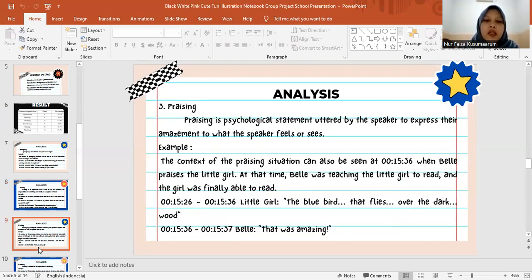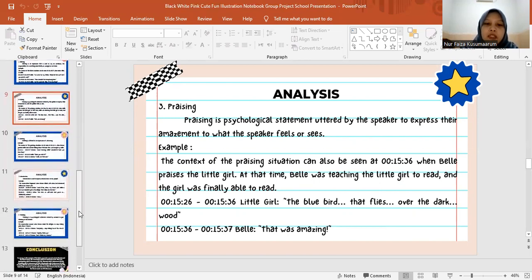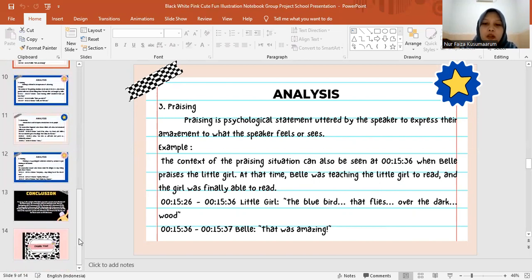The third, praising. Praising is psychological statement uttered by the speaker to express their amazement to what the speaker feels or says. For the example, the context of the praising situation can also be seen at 15 minutes when Belle praises the little girl. At the time, Belle was teaching the little girl to read, and the girl was finally able to read. Analysis from the second conversation, we can see that Belle praised the little girl. This can be seen from Belle saying "That was amazing," and the word amazing is part of speech act praising.